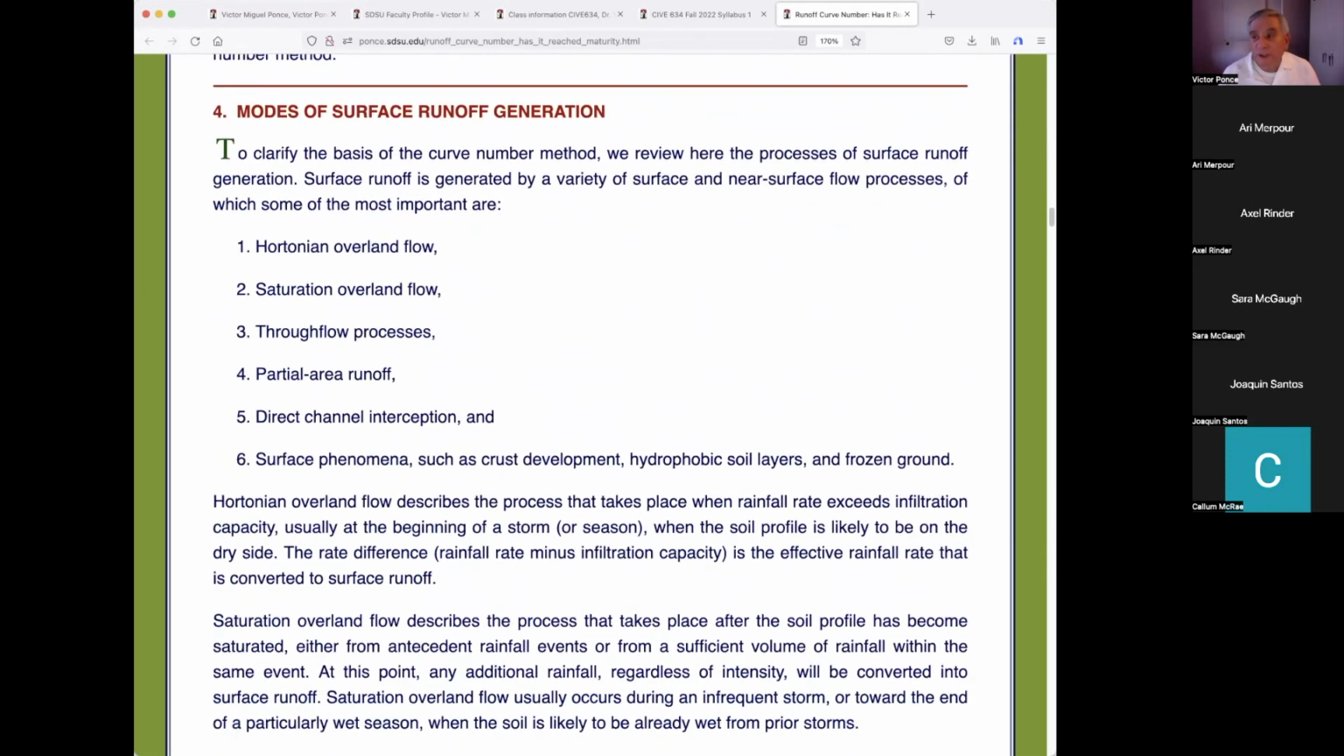Modes of surface runoff generation. I'm going to try to speed up in here, otherwise we'll not finish as I had intended. There's various ways to look at surface runoff generation. Hortonian overland flow comes from Horton.